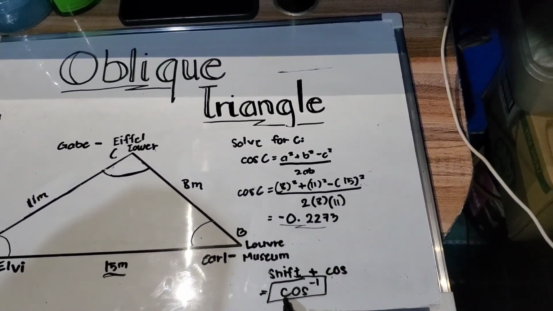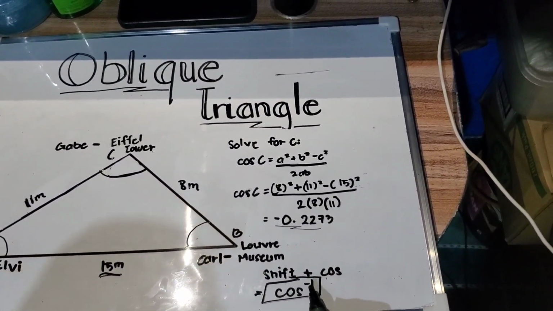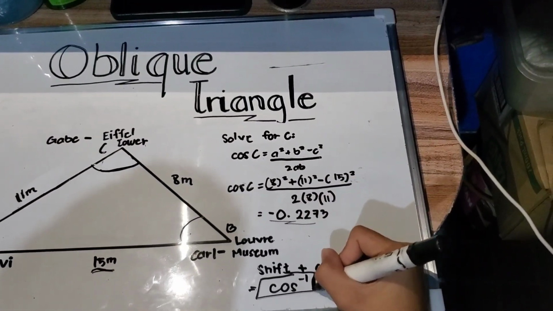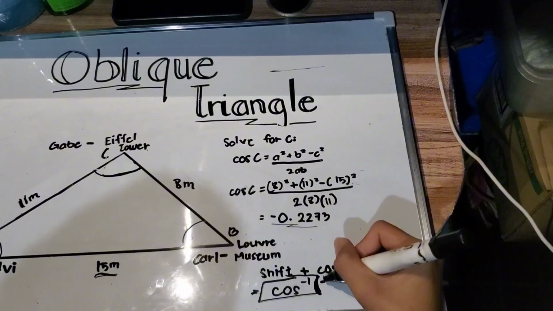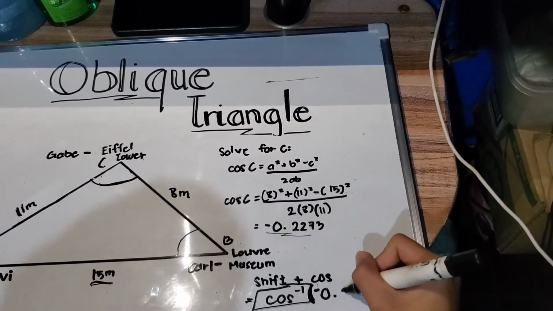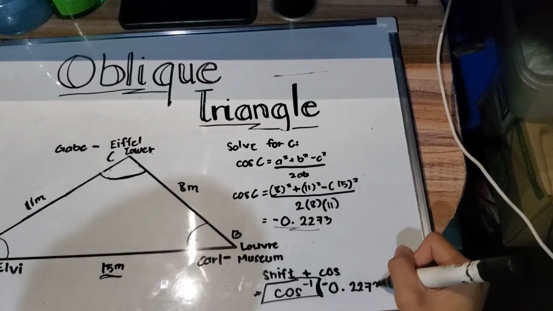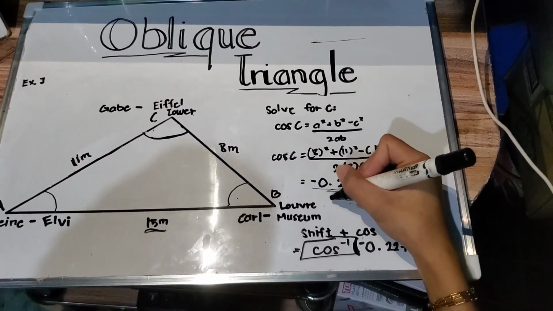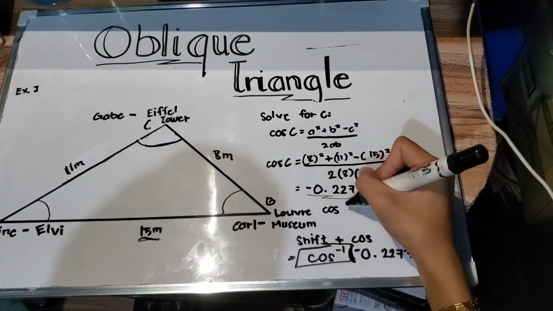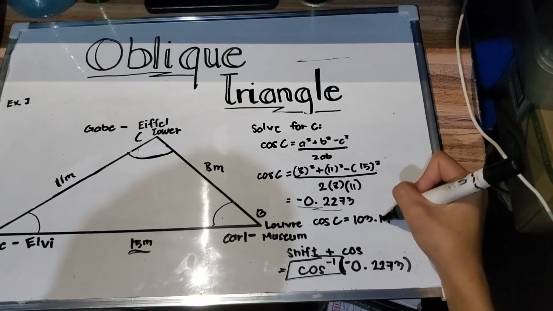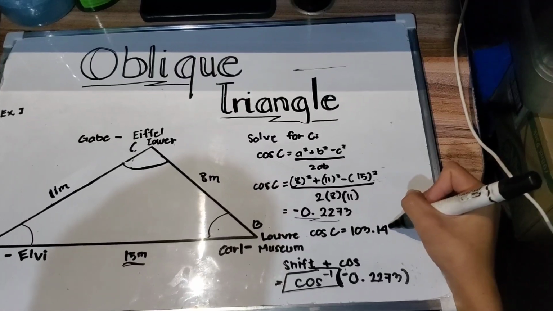After you achieve this cos negative 1, or cos raised to the power of negative 1, you are going to put the value that you're going to solve. So cos negative 1 multiplied by 0.2273, and you're going to achieve this answer. Cos C is equal to 103.14 degrees.